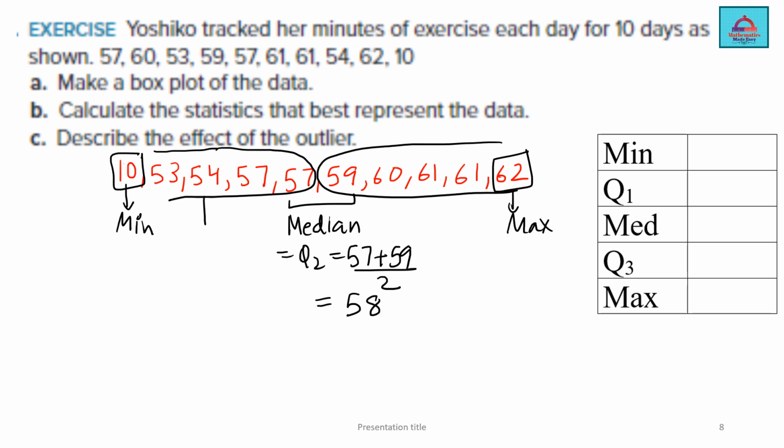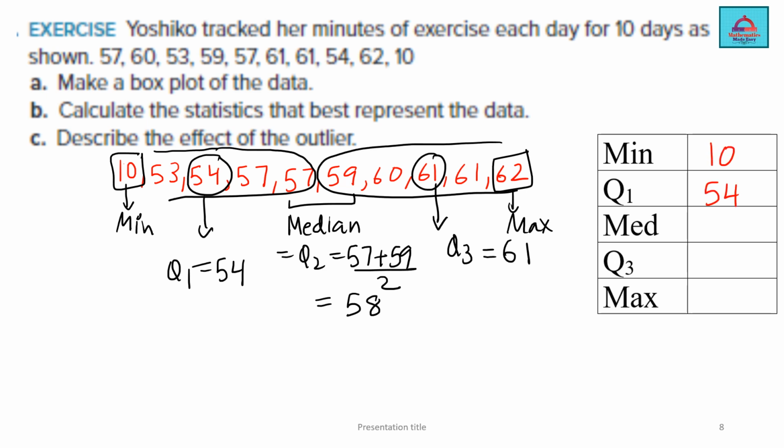Now we calculate Q1. So 1, 2, 3, 4, 5. There is only one median, which is 54. So Q1 is 54. There is only one median here also. So Q3 is 61. So if you've got all the numbers, let's fill in. So 10, 54, 58, 61 and 62. So we have got the 5-number summary. Now we can easily do the box plot.